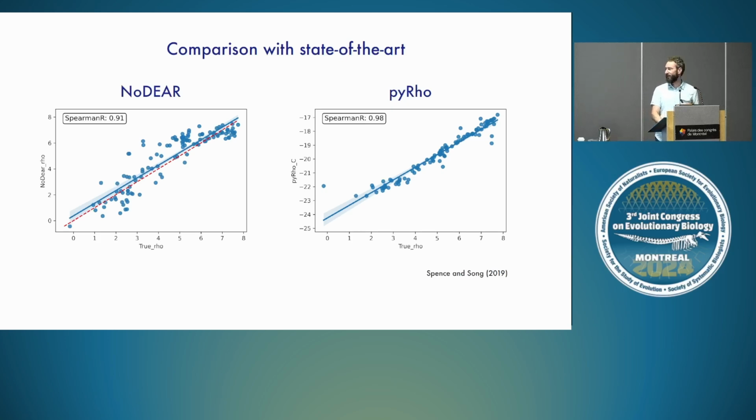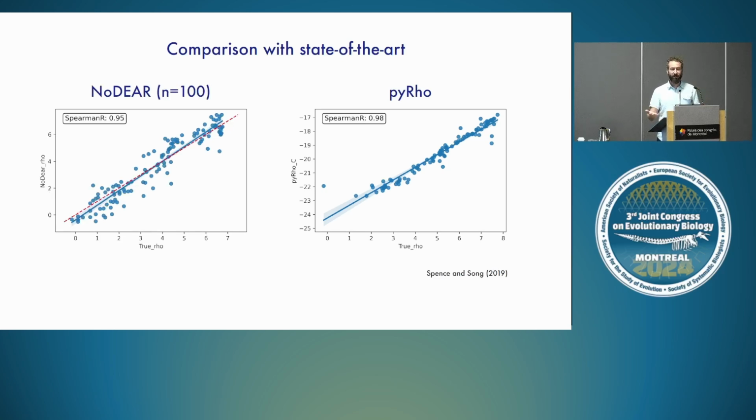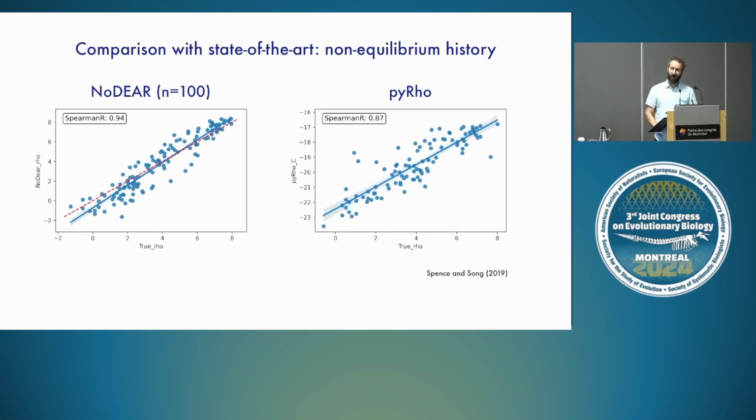The other advantage is this is still with 20 individuals in my pool. If I increase it to 100 individuals, I get a better estimate of the allele frequency spectrum, and my accuracy gets better. This is all done in equilibrium populations. I can also do it in a non-equilibrium population, and NoDear seems quite robust to that. So now my model is trained in an equilibrium population that's predicting in a non-equilibrium.